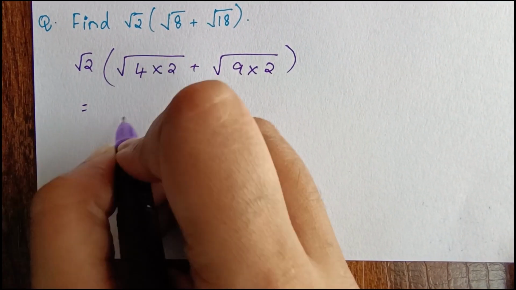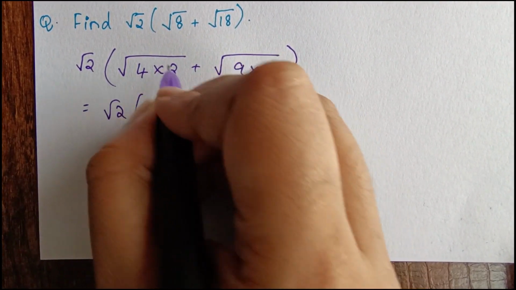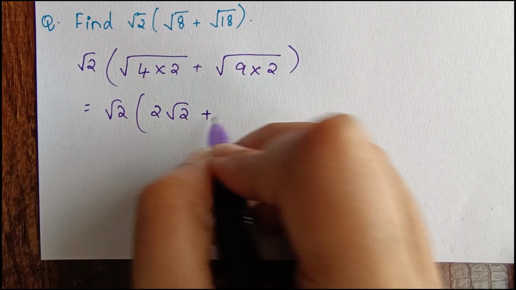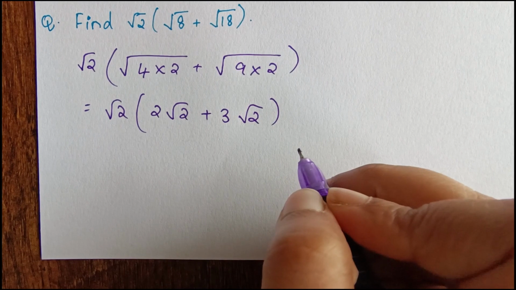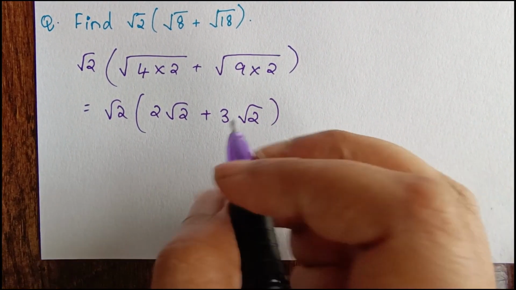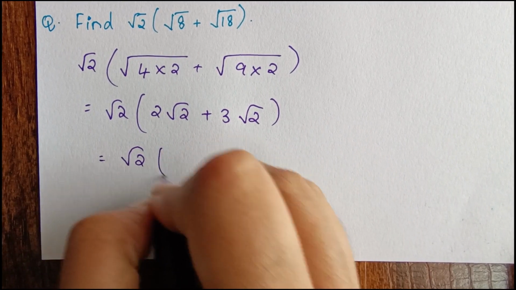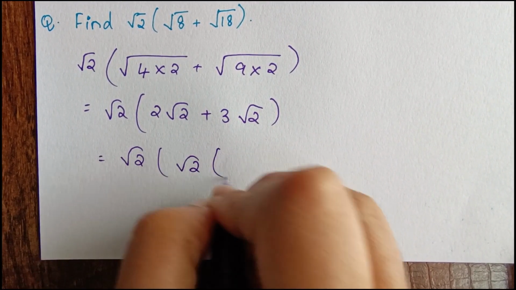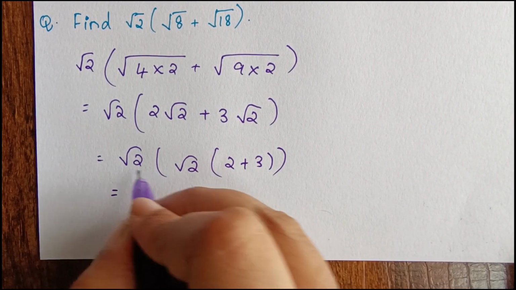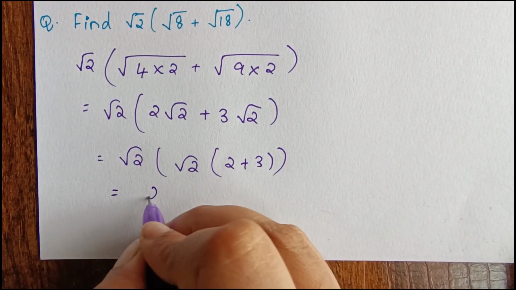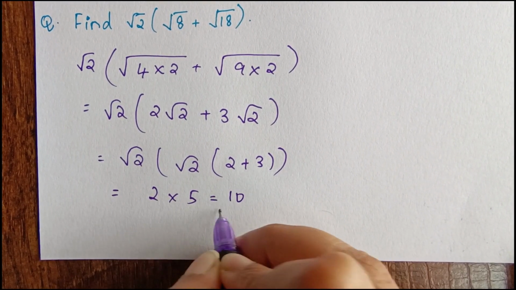So how can you write this? Root 2 into, root of 4 is 2. So 2 into 2 is remaining. So root 2 plus root of 9 is 3. And again one root 2 is remaining. So 3 root 2. And you can take the root 2 outside in here. Is 2 plus 3. So that is root 2 into root 2 is 2. 2 into 2 plus 3 is 5. So 2 into 5 equal to 10 is the answer.